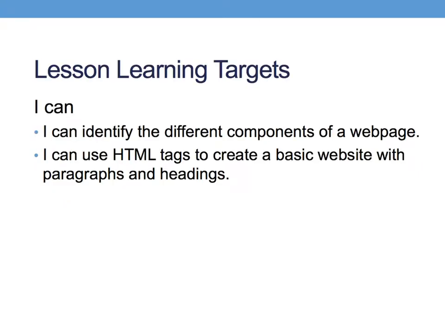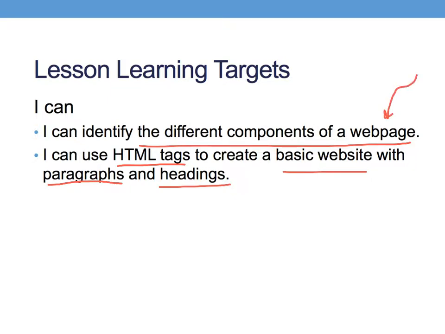By the end of this lesson, you should be able to identify the different components of an HTML web page, and by the end of this unit, you'll be able to add in HTML tags to create a basic website, and this includes things like paragraphs, headings, images, horizontal rules, things like that. So this first learning target is our learning target for this lesson, and the second learning target we'll begin discussing in this lesson, but then it will continue throughout the rest of the unit.